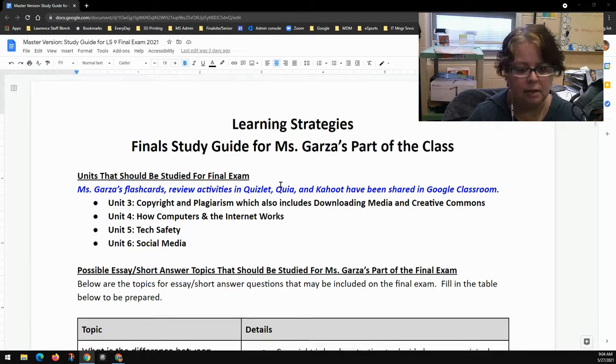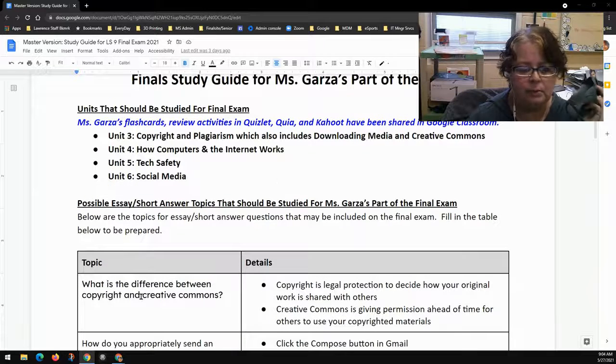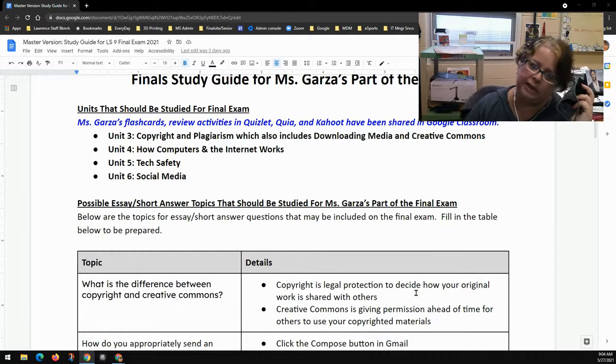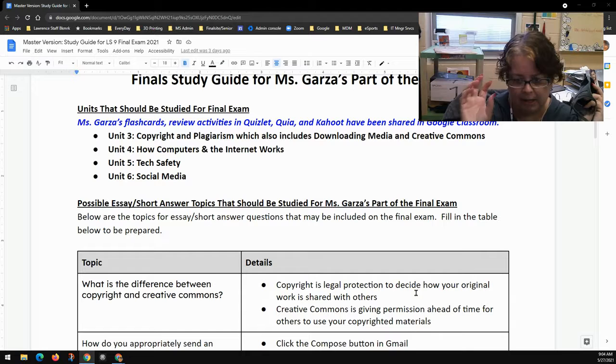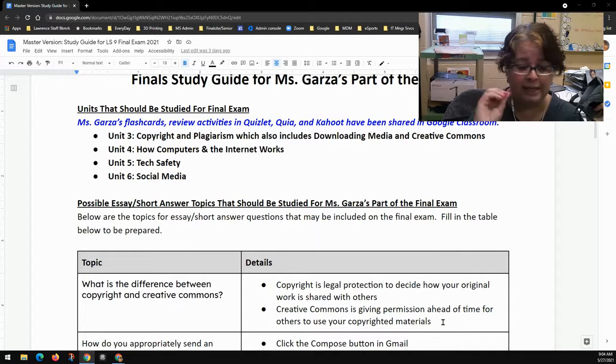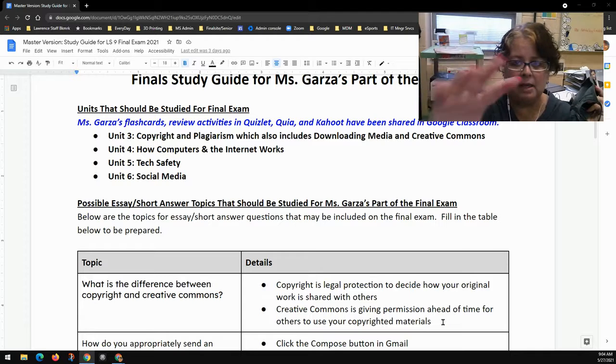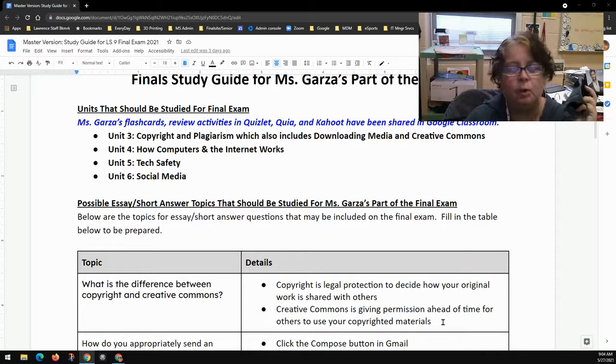So let's get started. The first thing over here is, what is the difference between copyright and Creative Commons? The difference is copyright is the legal protection that allows you to decide how your original work that you create is shared with others, and whether you're going to make people pay to use it or give it away free, that's up to you. Creative Commons is basically keeping your copyright protection, but giving permission ahead of time so that people can use it without getting your explicit permission.